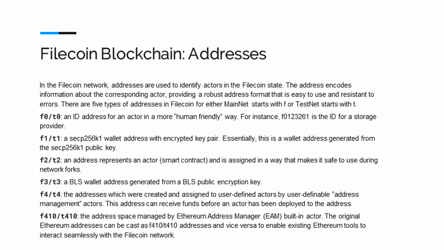f2/t2. This is an address that represents an actor that is a smart contract and is assigned in a way that makes it safe to use during a network fork. f3/t3. This is a BLS wallet address generated from a BLS public encryption key. f4/t4. These are addresses which were created and assigned to user-defined actors by user-definable address management actors. This address can receive funds before an actor has been deployed to the address.